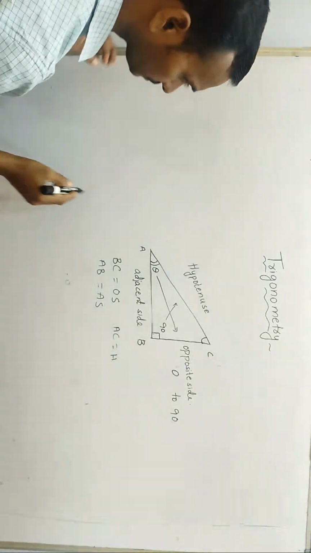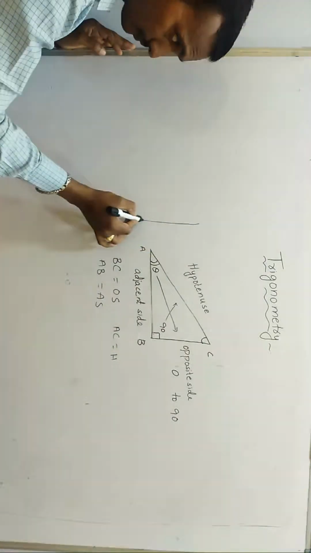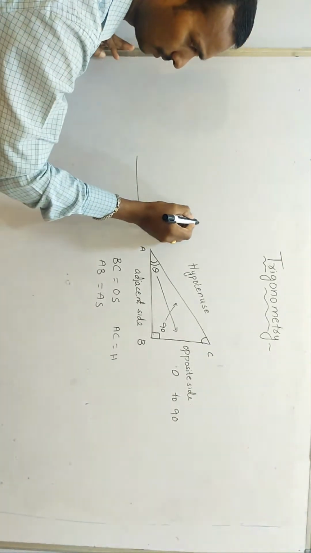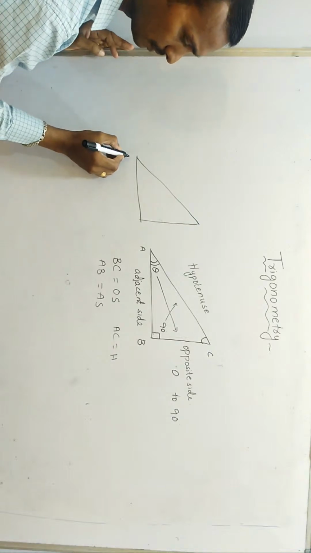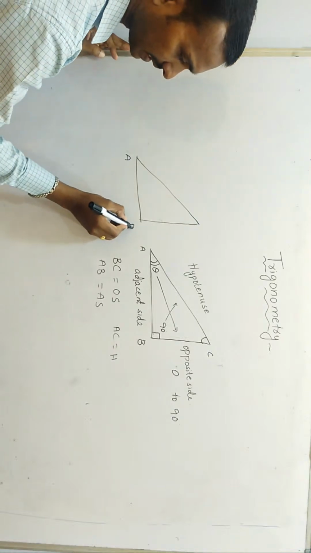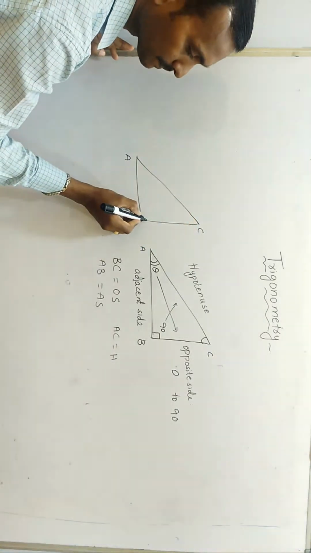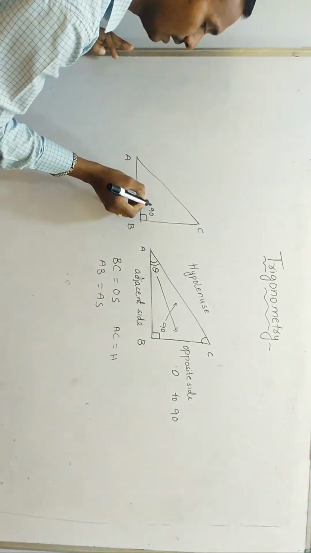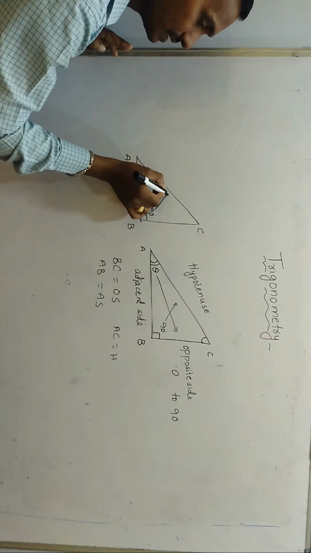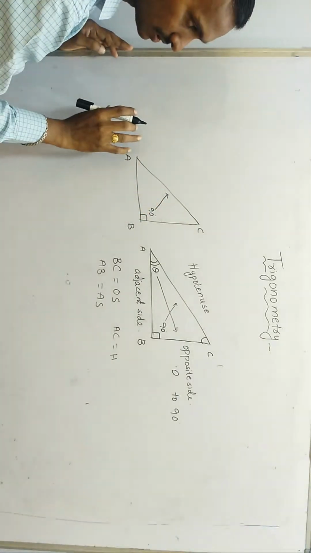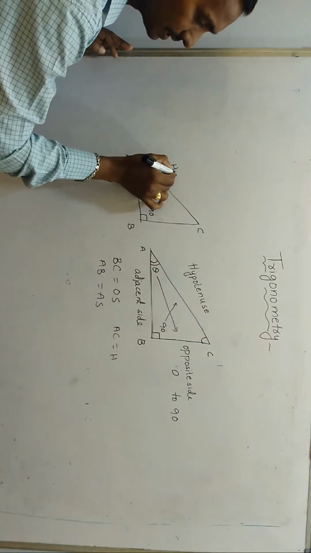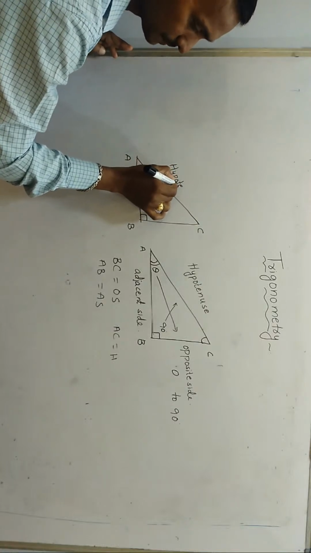For example, ABC is a right angle triangle, right angled at B, that is 90 degrees. The hypotenuse always remains the same, it will not change. Why? Because the side which is opposite to 90 degrees is called the hypotenuse.